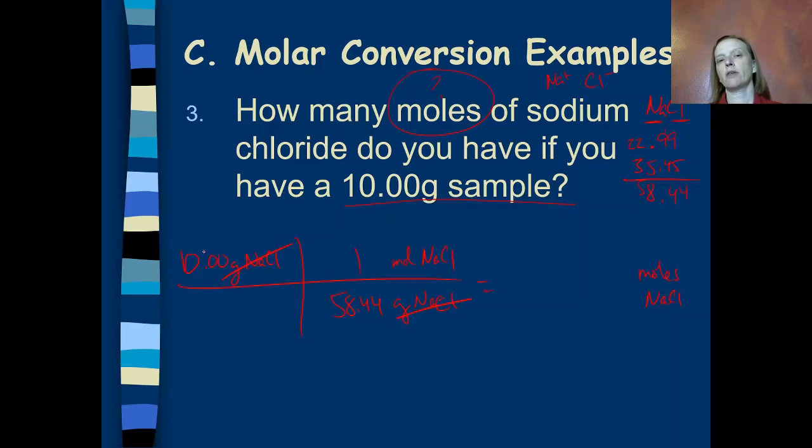Doing the math, you multiply by everything that's up top, you divide by everything that's down below. 10 times 1 divided by 58.44 gives you the answer 0.1711. Notice that I can use 4 significant figures this time because I have 4 sig figs in my known as well as 4 sig figs for my molar mass.